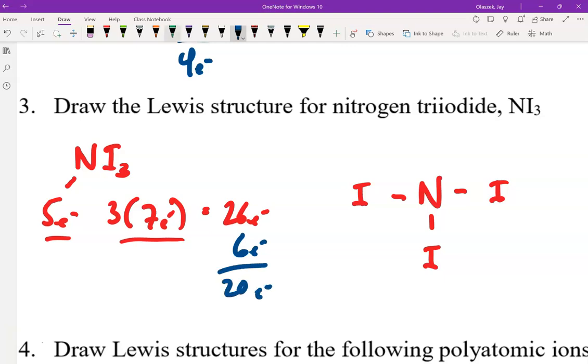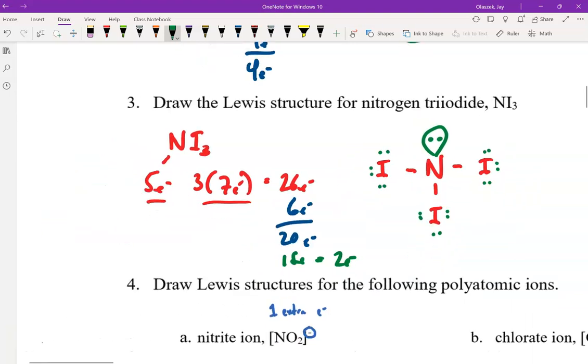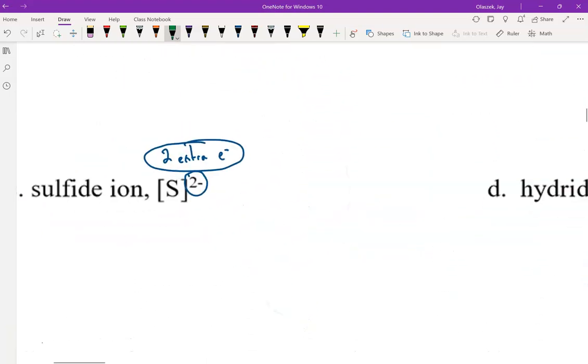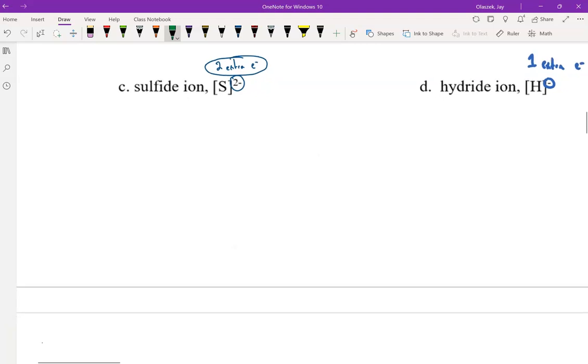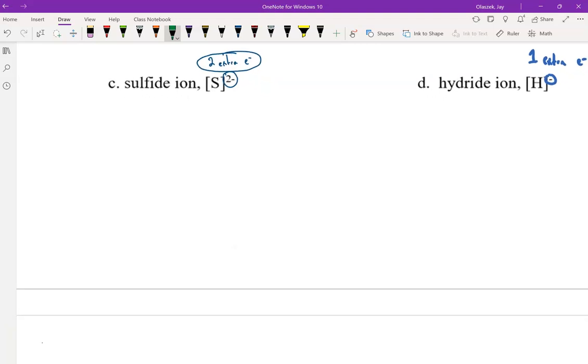Where are we going to put them? I'll fill the valences of all the outermost atoms first so that they have access to 8. I had 20 electrons to play with, and I've used up 18. That means I have 2 left. Where am I going to put them? Around our central atom. Well, that one works. Everyone's got 8.